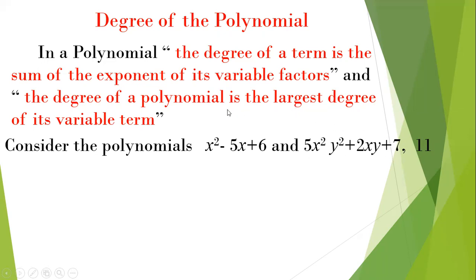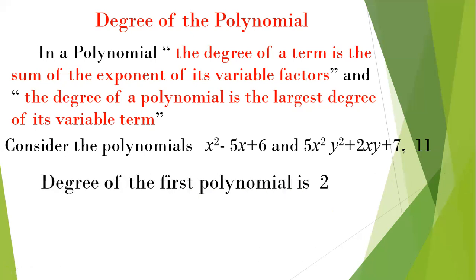Why? Because what we have learned is that the degree of a polynomial is the largest degree of its variable terms. The largest degree is this one, which is 4. That is why the degree of this total polynomial is 4. Coming to 11, 11 is a constant, so the degree of 11 is 0.